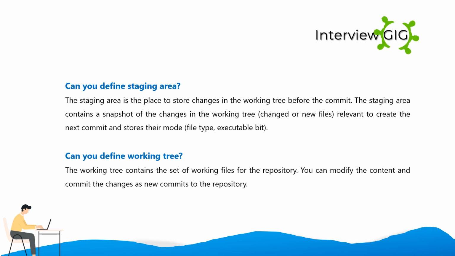Can you define the staging area? The staging area is the place to store changes in the working tree before the commit. The staging area contains a snapshot of the changes in the working tree, changed or new files, relevant to create the next commit, and stores their mode, file type, and executable bit.